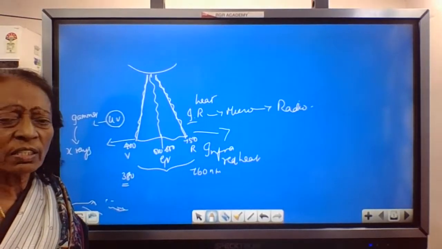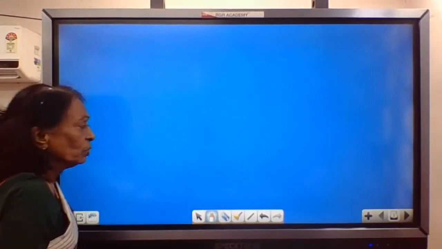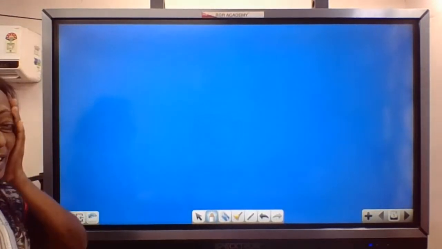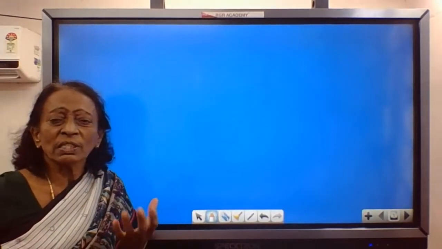The organ first is our eye. So, the structure of the eye. You know the structure of the eye very well. Eyes are placed in the socket in the skull.